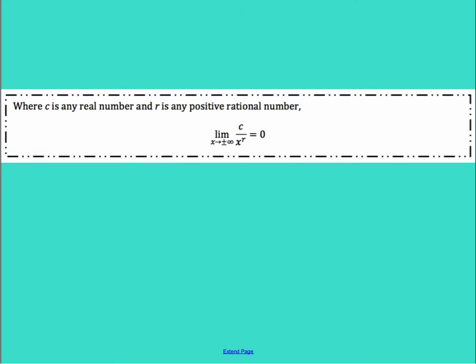So in general, the rule is where C is any real number and r is any positive rational number, this is true: if you're going to positive or negative infinity and C is a constant, so you have some number over x to some power, it will equal 0. So if I have the limit as x approaches positive or negative infinity of 2 over x to the 10th, we know that will equal 0. That's an example of that.